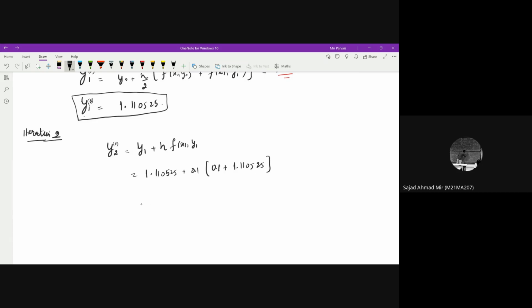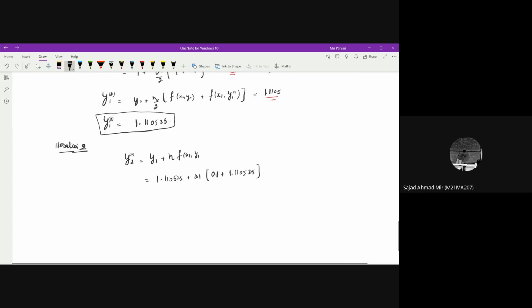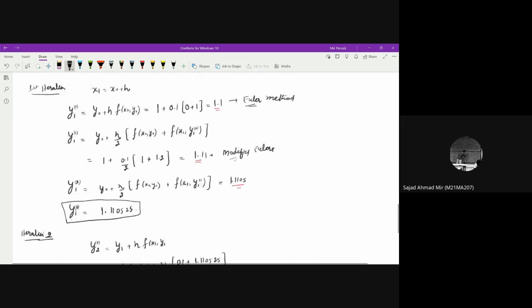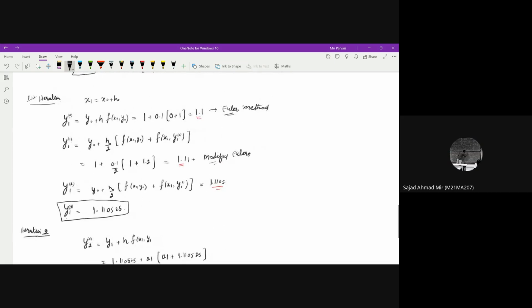Now similarly you will get your value at this point. So this you can simplify. Is it clear what we did in this case with the modified Euler's method? How it helps your accuracy?